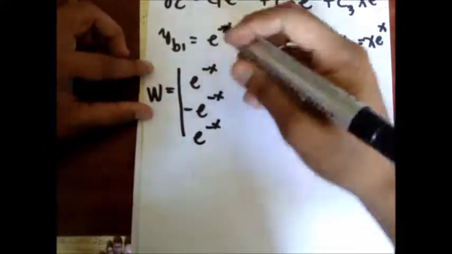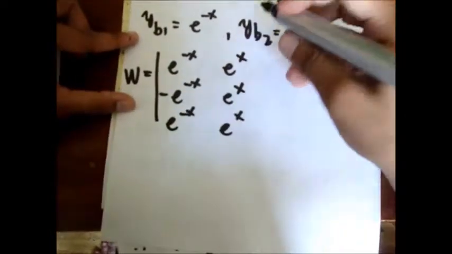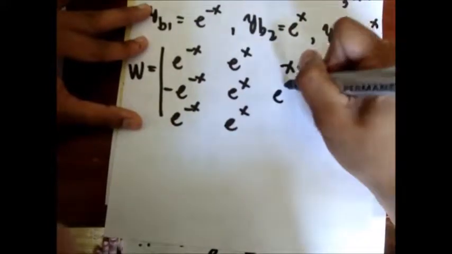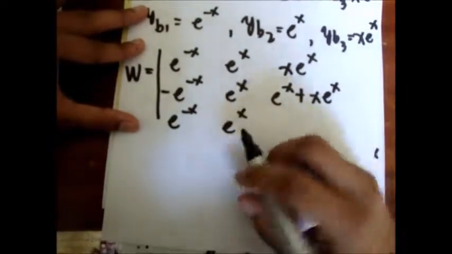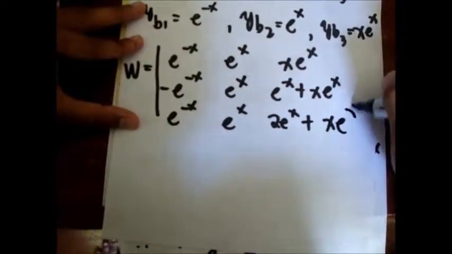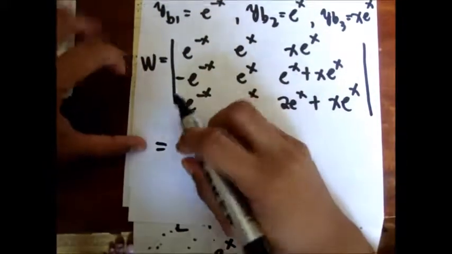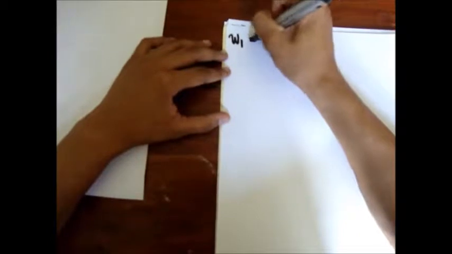So, e raised to negative x, e raised to x, e raised to x, e raised to x, then x e raised to x, then e raised to x plus x e raised to x, then 2e raised to x plus x e raised to x. Using the basket method, we get the value of this as 4e raised to x. Okay, our next step is we get our W1 using the Wronskian matrix again.